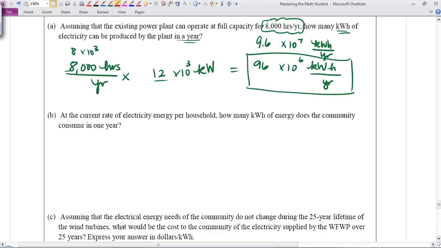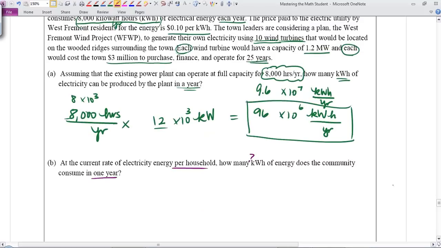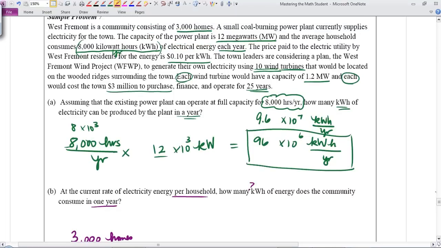Now what? At the current rate of electricity per household, how many kilowatt hours of energy does the community consume per year? All right, well, how many homes were there? 3,000. Let's start there. 3,000 homes. And they consume, the average household consumes 8,000 kilowatt hours each year.